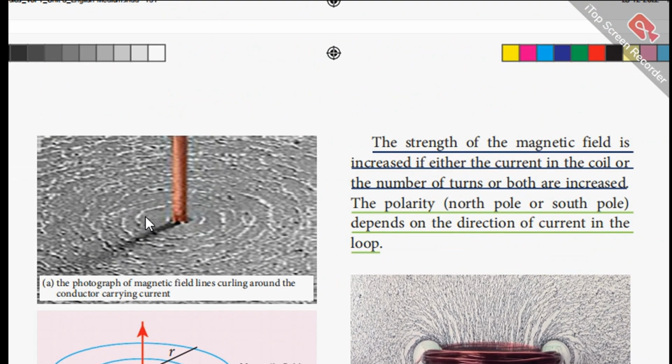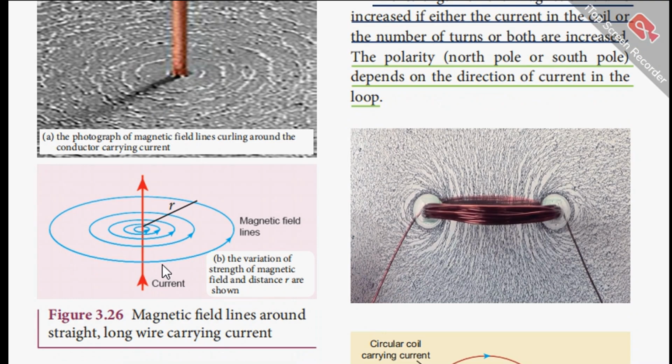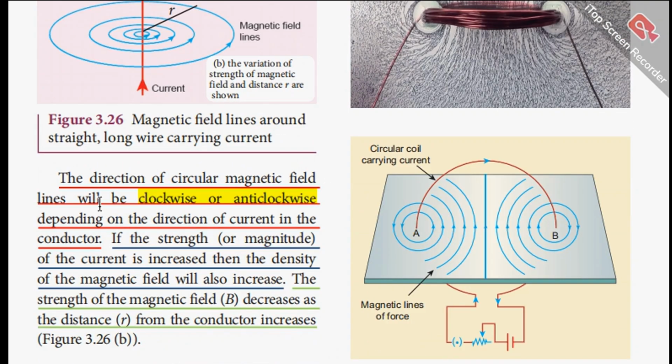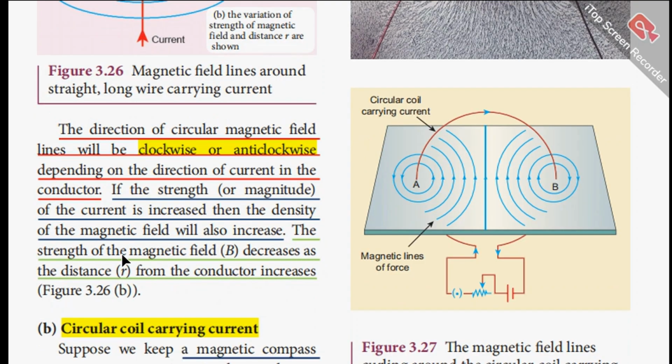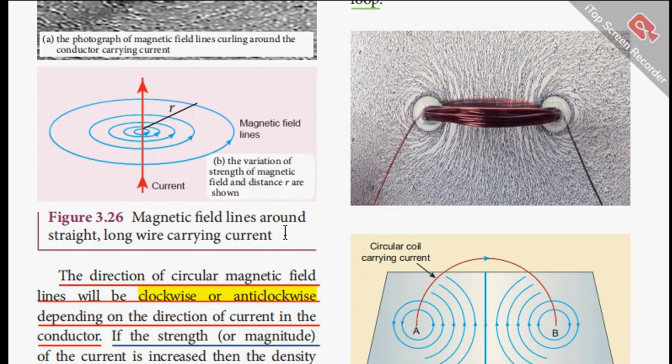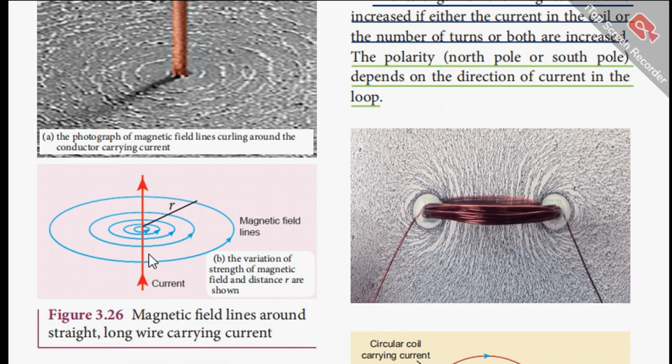This is the photograph of the magnetic field lines around the current carrying conductor. So these are the magnetic field lines around the straight long wire carrying current. And here the direction of circular magnetic field lines will be clockwise or anti-clockwise depending on the direction of the current in the conductor. If the strength or magnitude of the current is increased, then the density of the magnetic field will also increase. The strength of the magnetic field B decreases as the distance R from the conductor increases. That is shown here in this diagram.